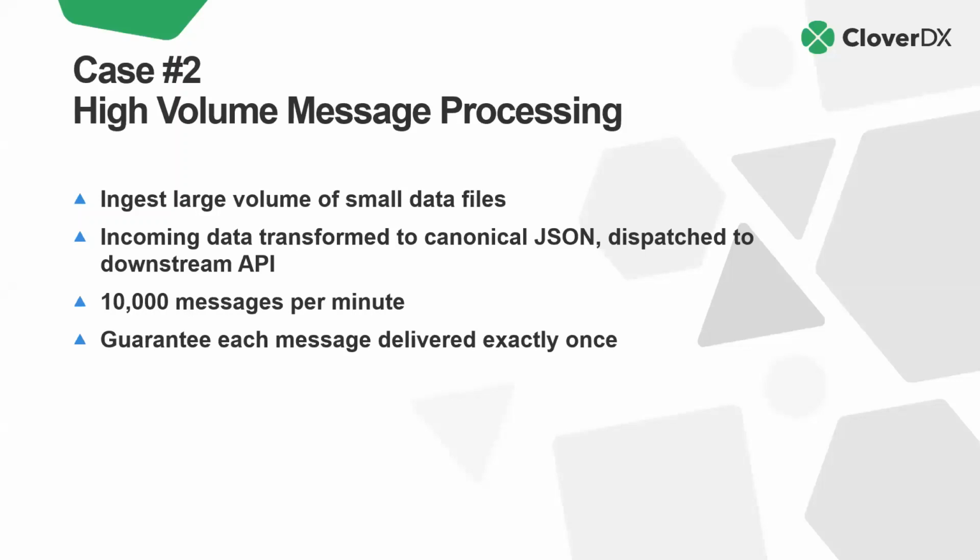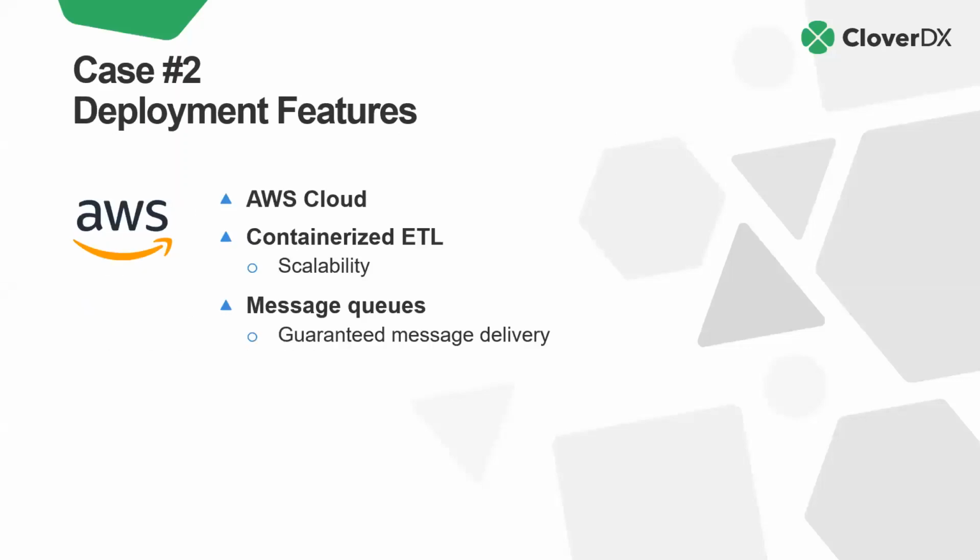Message volume is pretty high, 10,000 per minute, and we need to guarantee that each message is delivered exactly one time. So we did this particular solution in Amazon's cloud. I think the interesting parts of the solution here is that the ETL engine is deployed as a Docker image inside of a container manager. So there's some elastic scale available there. And we're using another service from the provider, event queues, which we can use to help guarantee that message delivery requirement.